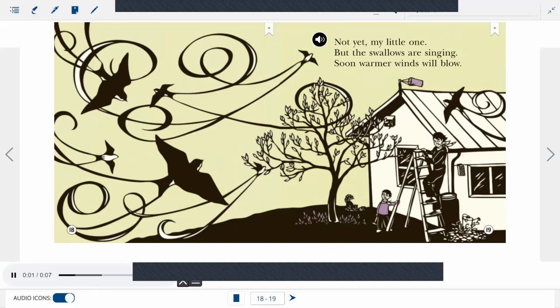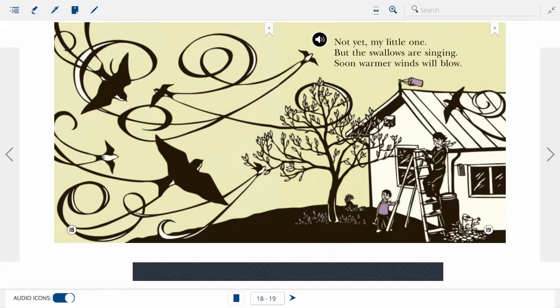Not yet, my little one. But the swallows are singing. Soon warmer winds will blow. So the text tells about swallows singing, and the lines behind the birds show that they're flying. So if I close my eyes and I picture the swallows flying through the air, they go in circles. They fly up quickly. So this helps me understand what the swallows are doing.